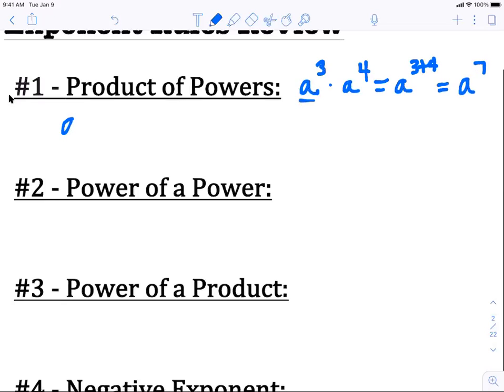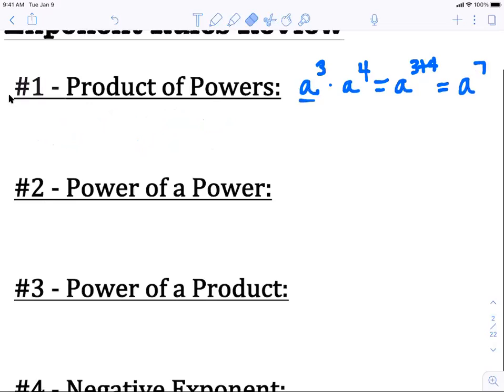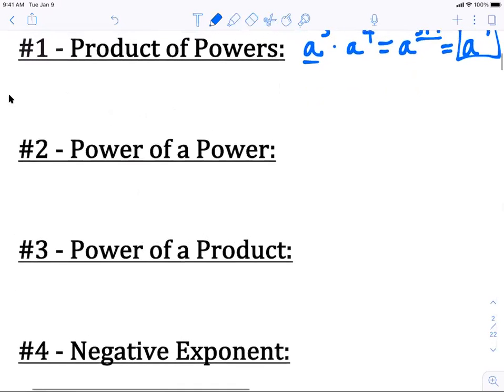And the main reason why is because think about this. If I expand this, a to the third ends up being a times a times a. A to the fourth ends up being a times a times a times a, which leaves us with really a total of 7 a's. So these rules are essentially shortcuts in a way. So a to the third times a to the fourth, the shortcut in place of writing out all those a's is we just add the exponents together and you're left with your final answer of a to the 7th.